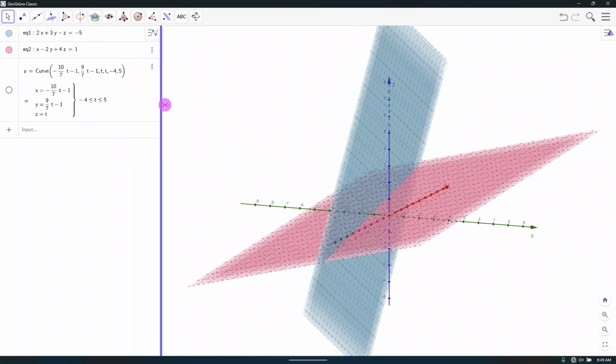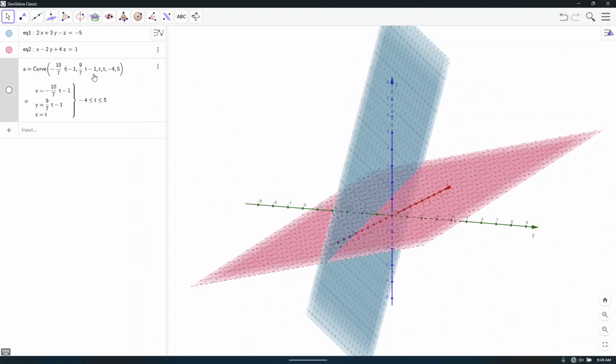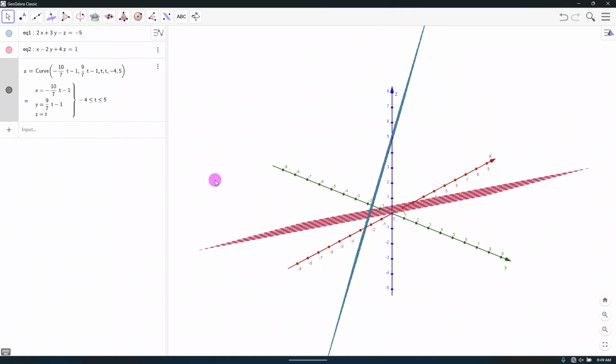So here I have the equations of the line that we just found algebraically. Negative 10 sevenths t minus 1, 9 sevenths t minus 1 also, and t. And I'm declaring the variable t to go between negative 4 and 5. We don't have to go between 0 and 1 or between negative 10 and 10. You can choose your favorite interval, preferably an interval that is visible in your window here. So let's have this showing here. And there it is, right? That's the intersection line. It overlaps perfectly, right?